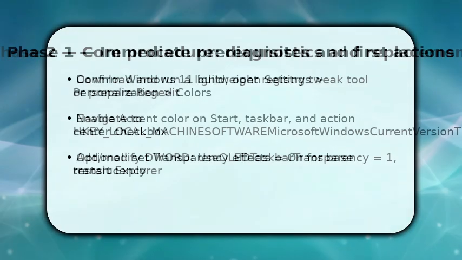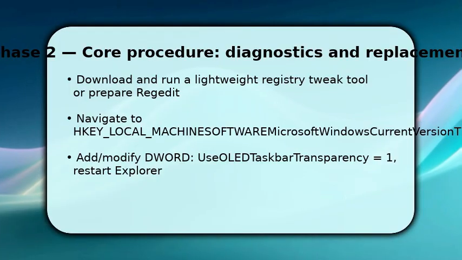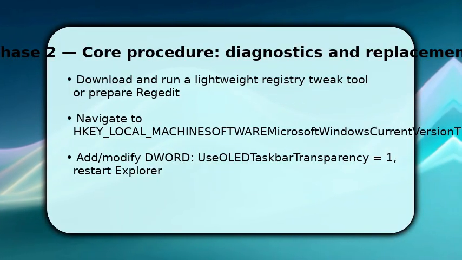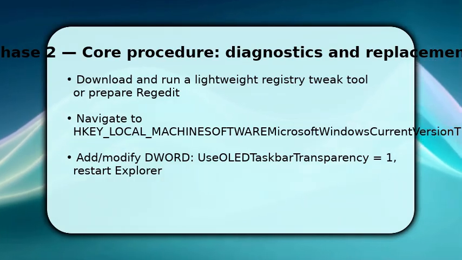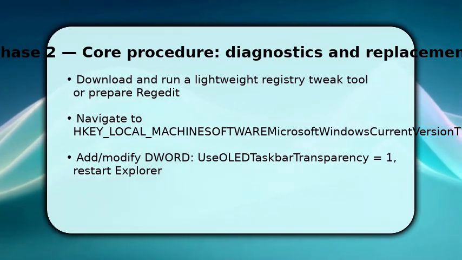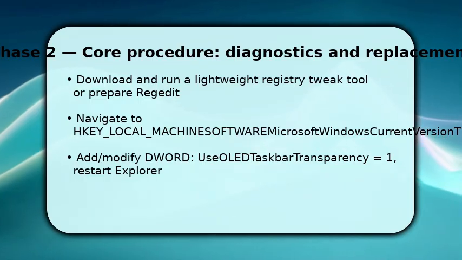Use Regedit or a trusted tweak utility. Navigate to the specified personalized path. Create or set the DWORD named UseOLEDTaskbarTransparency to 1. Close Registry Editor and then restart Windows Explorer: open Task Manager, select Windows Explorer, and click Restart.